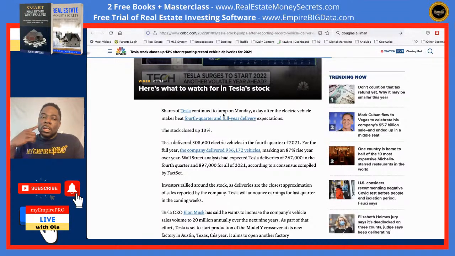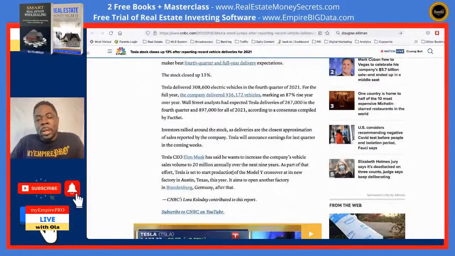It's all emotions, right? And any market operates the same way, right? So whatever facts and data you're looking at, you always want to make sure that it's an indicator of people's emotions, because when we say market, that's essentially people's emotions, okay? Continue up on Monday, a day after the electric vehicle maker beat fourth quarter. Same story, right? The stock closed up 13%. All right, so the same news, okay? So anytime the actual delivery or performance outperforms expectations, everybody goes into a frenzy.